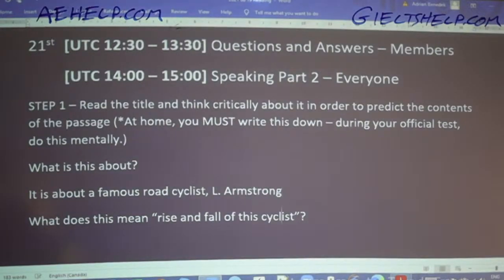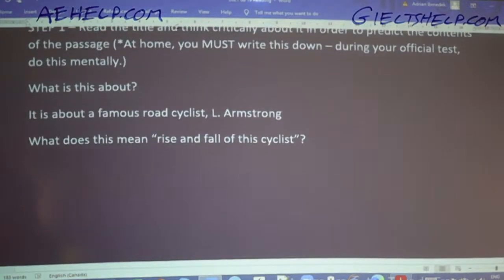Sure. And what does it mean, the rise and fall of this cyclist? Okay.